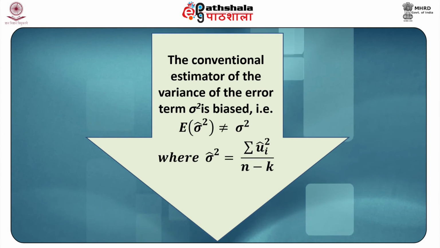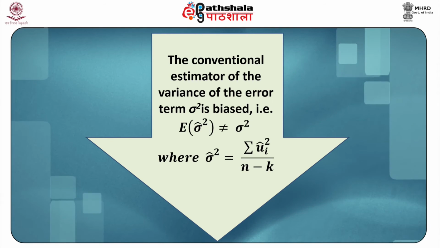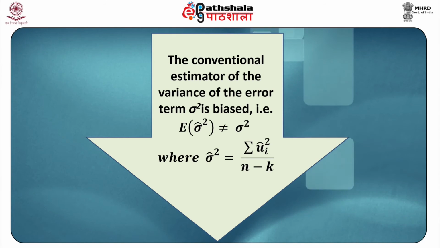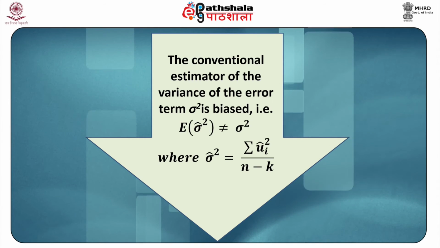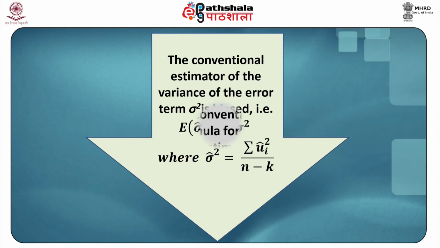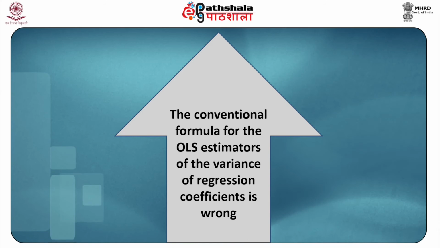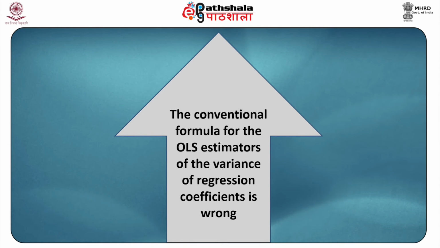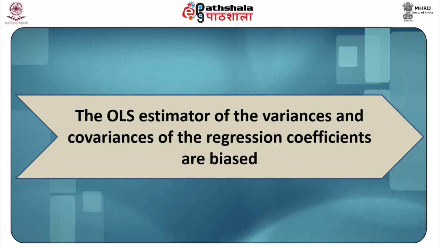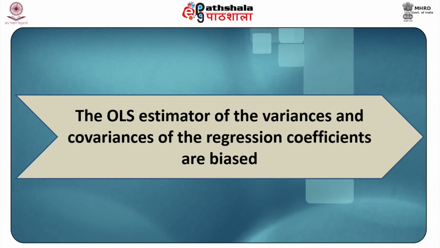The conventional estimator of the variance of the error term sigma square is biased. This is another consequence of heteroscedasticity. It basically means that expected value of sigma hat square is not equal to sigma square, where sigma hat square is equal to sum of mu i hat square upon n minus k. The fourth consequence is that the conventional formula for the OLS estimators of the variance of regression coefficient is wrong. The OLS estimators of the variances and covariances of the regression coefficients are biased.